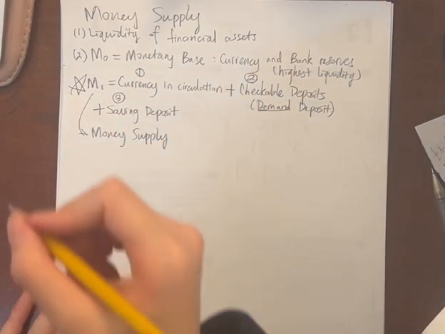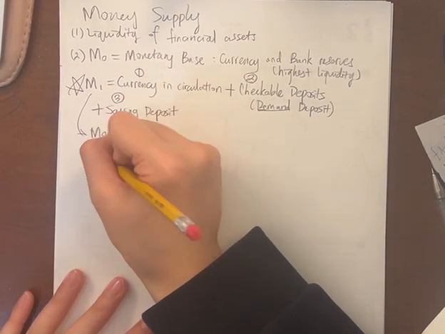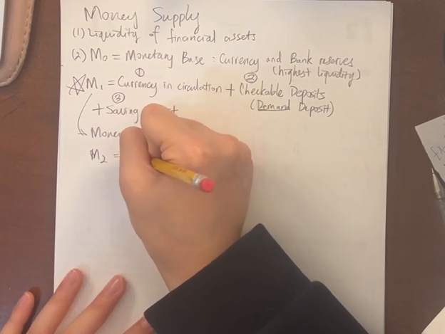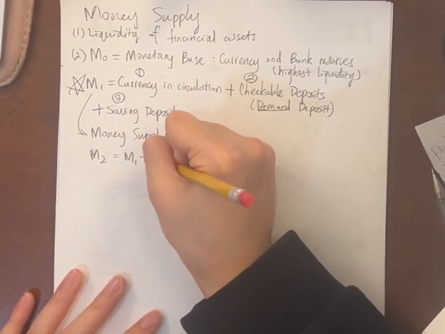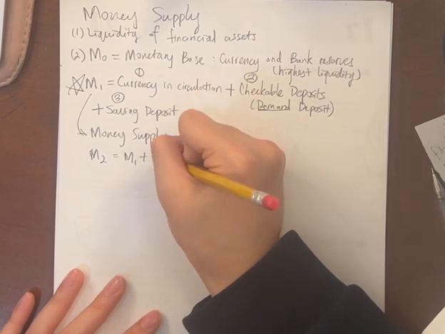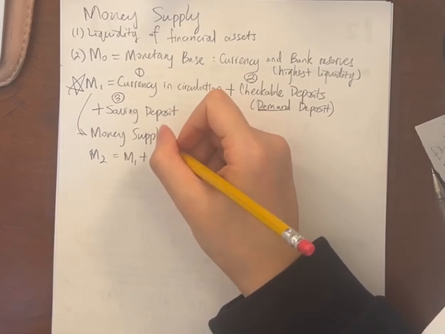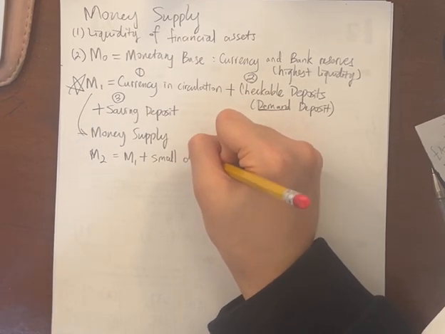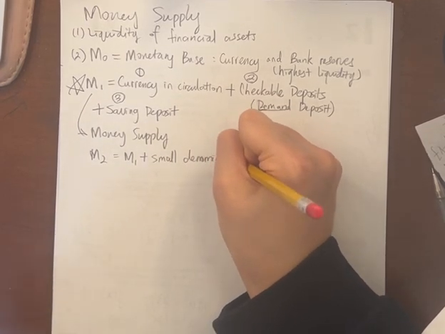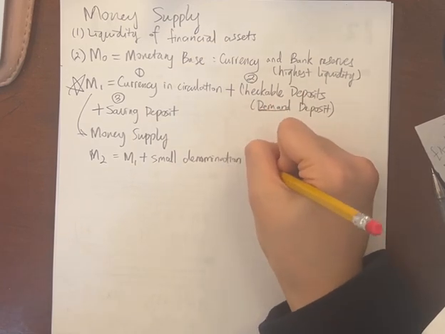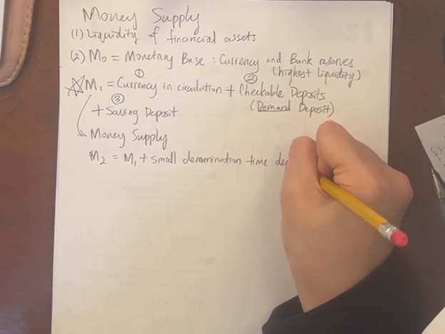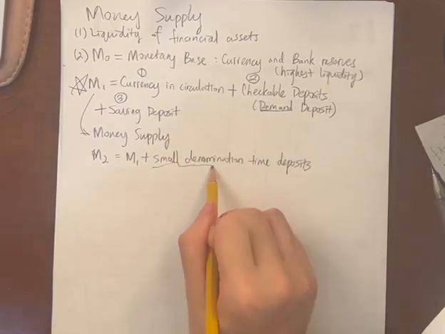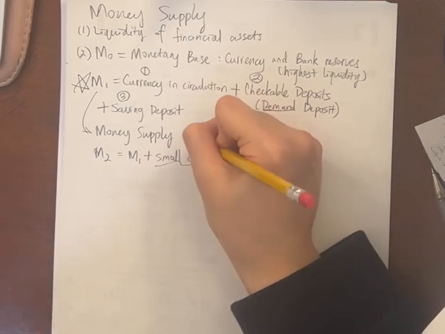And then M2. M2 is actually M1 plus small denomination time deposits. I don't know if my pronunciation is correct. Or, in another way to say it, certificates of deposit.